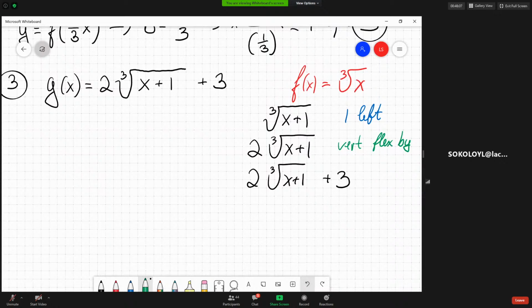Do it in a different color. 3 up. So go ahead and try to apply those transformations, and then we will go over and make sure that we got it right. So take about 5 minutes.